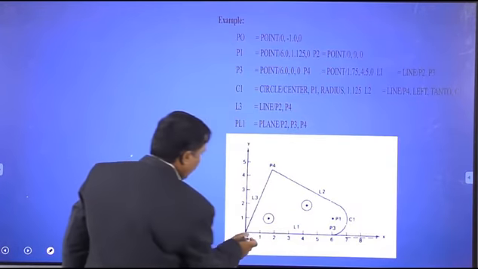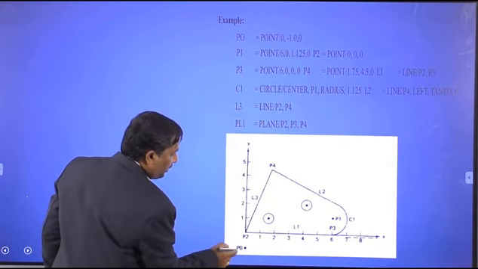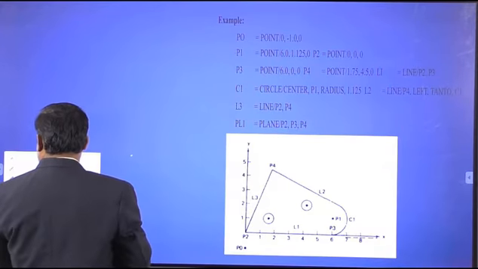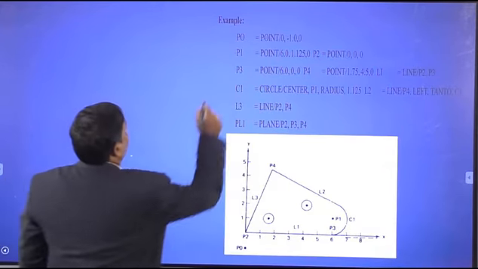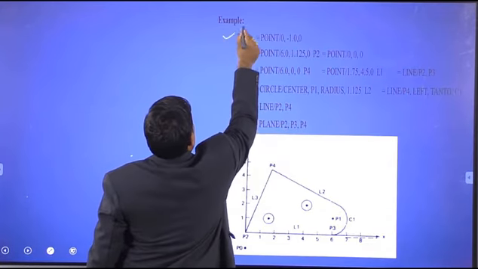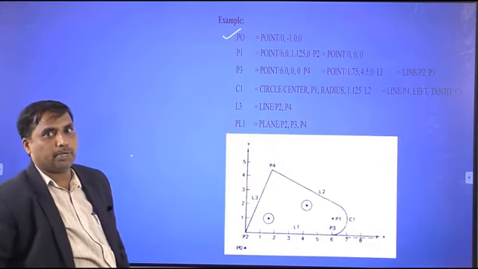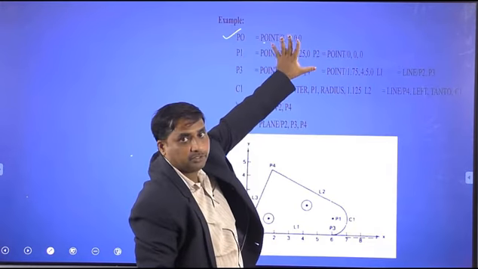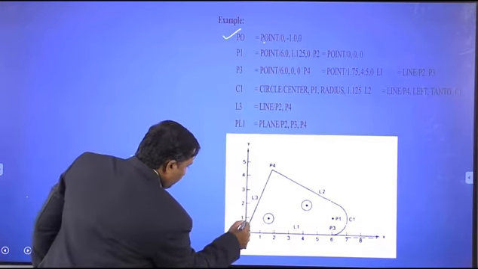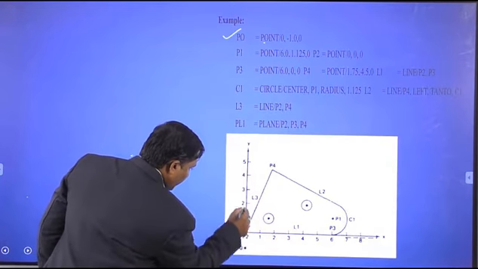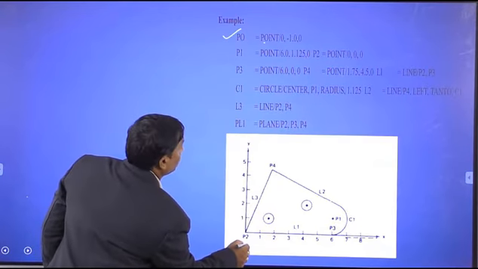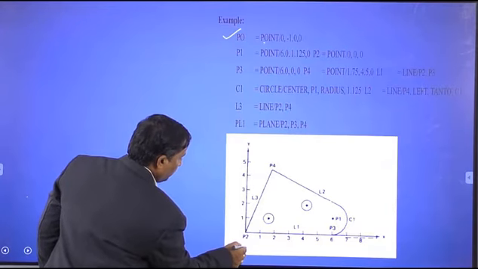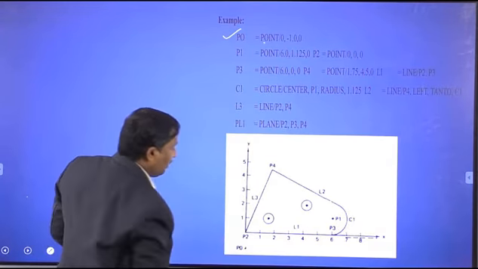But now, how will we define the point P naught? P naught equal to, you know the syntax, P naught, that is the symbol, equal to point slash 0, minus 1, 0. That means x value 0, minus 1 means y value minus 1, and z value is 0.